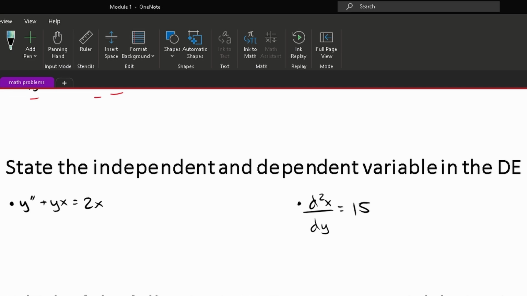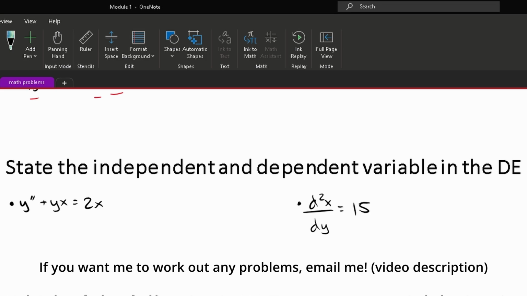We need to state the independent and dependent variable in our differential equations. So independent and dependent are basically opposite to each other. The dependent variable is going to depend on whatever the independent variable is. So that means if we change our independent variable, the dependent variable will change along with it.